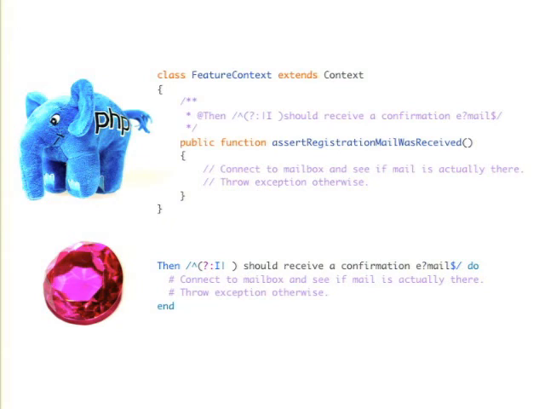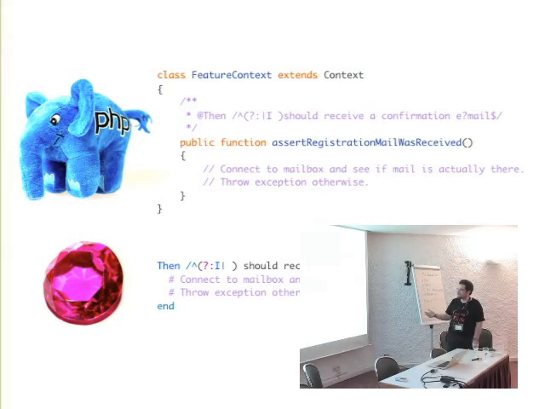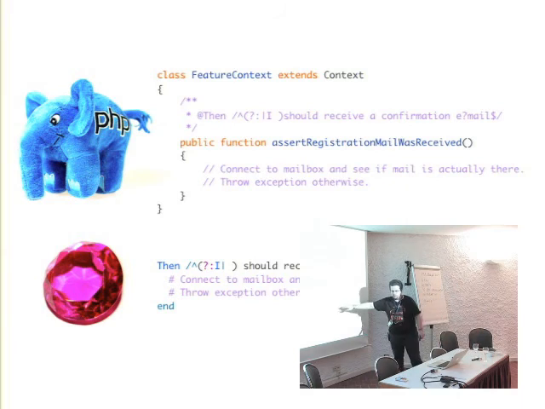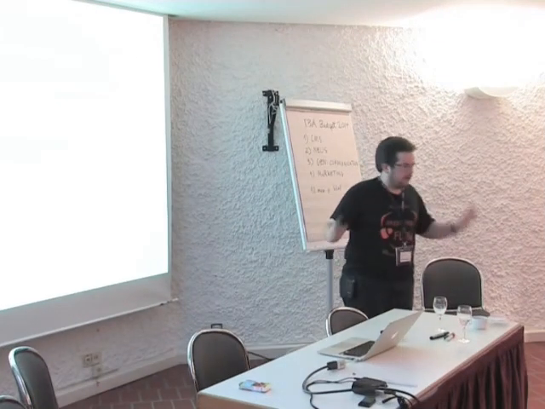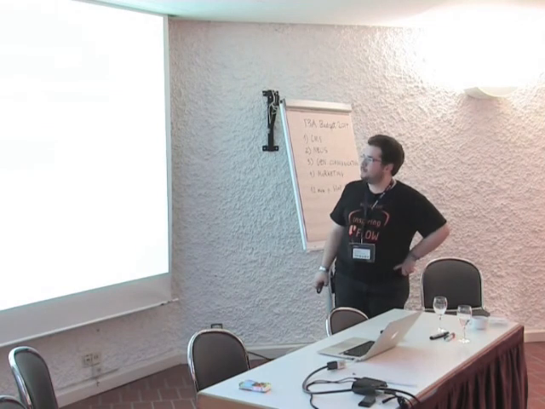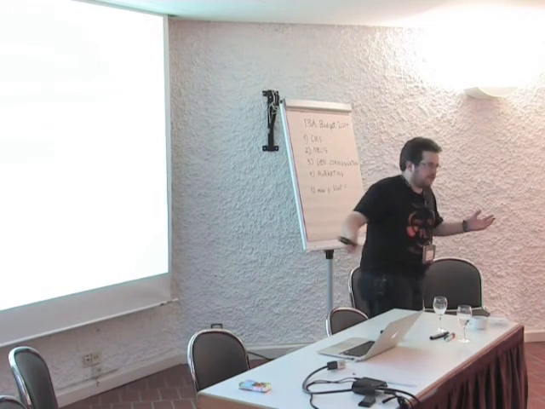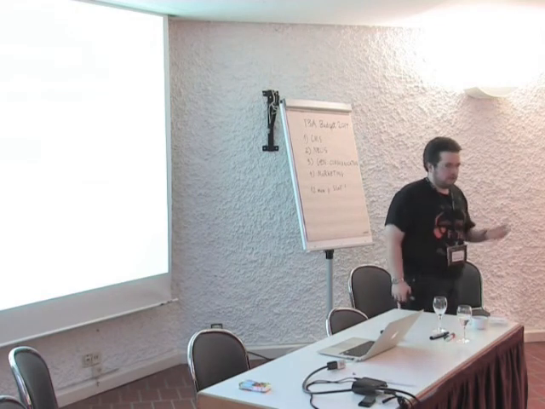Behind each Gherkin acceptance test, there is also a step definition file in which these definitions are mapped to actual PHP code. And of course, in this code, you then have to connect to the mailbox that you expect your confirmation mail to be in. You have to check, is the email actually there? It's basically the same in Ruby. I don't know how you would do it there, but yeah. And granted, this is something that cannot be done by the product owner anymore. This has to be done by a developer.